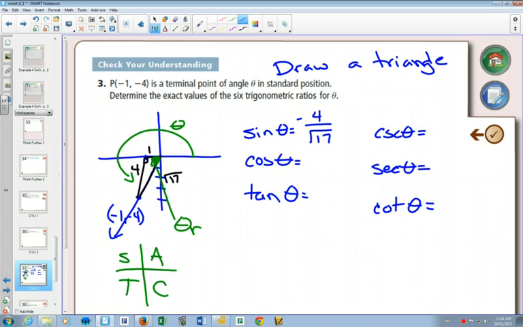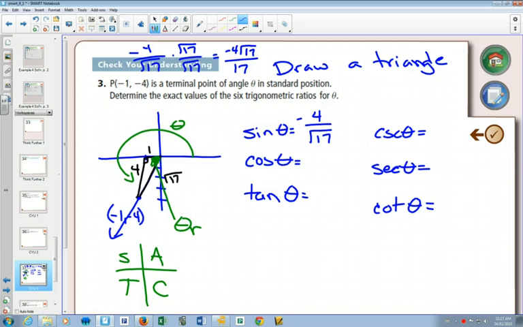Right? Quick review of rationalizing the denominator. You would multiply both by root 17. And then your denominator is no longer a square root. So that is considered more simplified. But you don't have to. You could leave it as -4 over root 17.